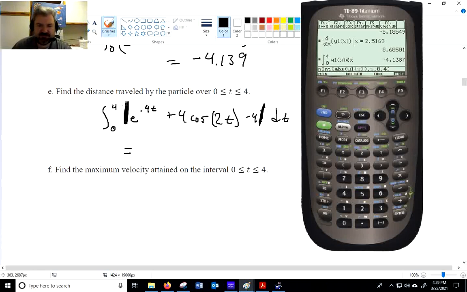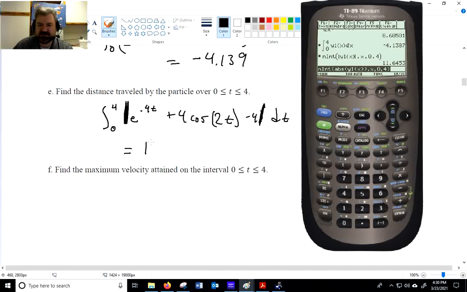Let's go on to the next one. We've written an expression for it. So let's find the maximum velocity attained on the integral from 0 to 4. The maximum velocity is going to be when velocity is at the highest point. So we need to take the derivative of velocity and then use that to find the critical numbers, and then evaluate at the endpoints and all the critical numbers.